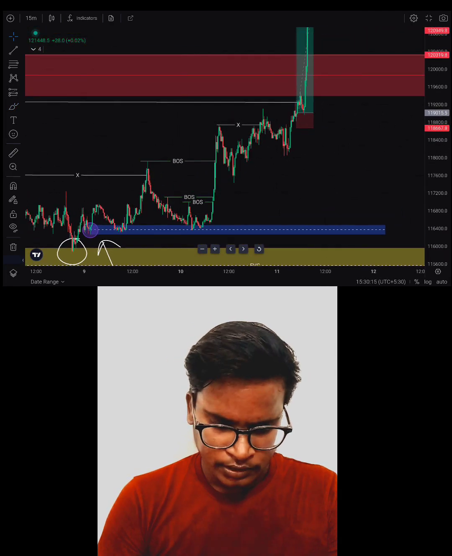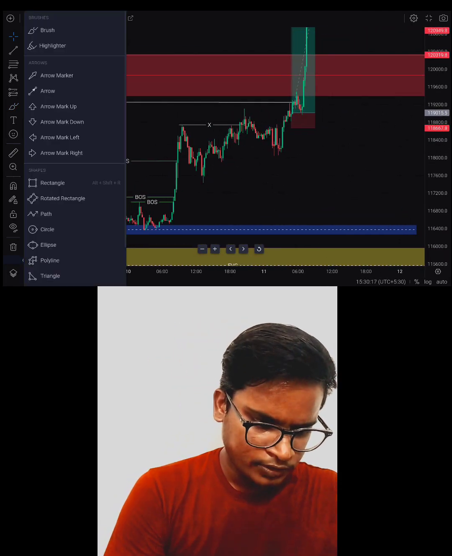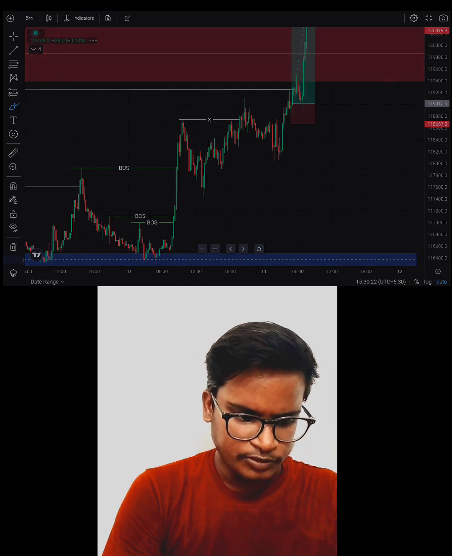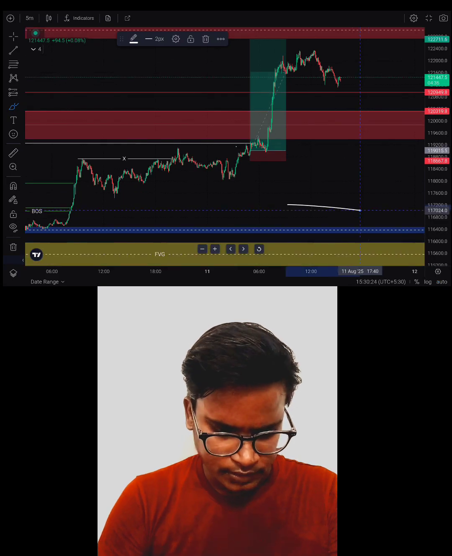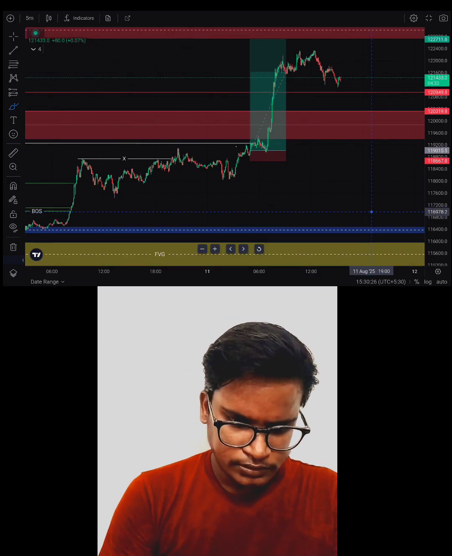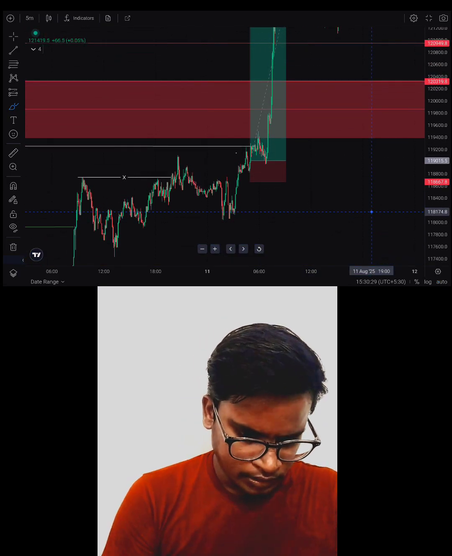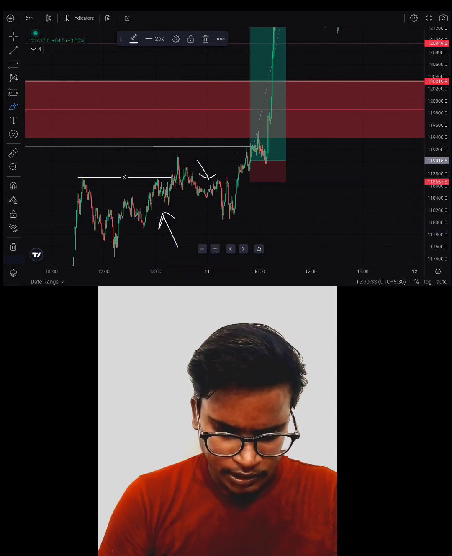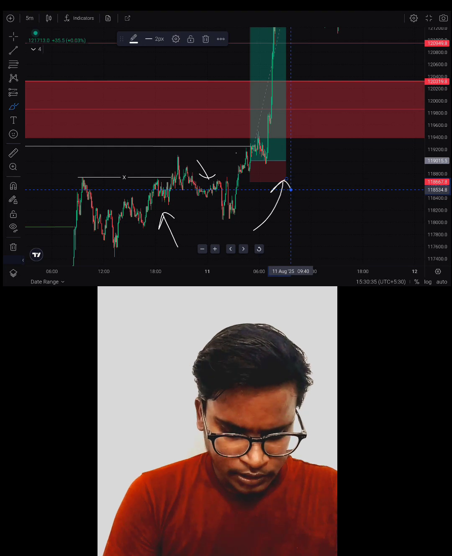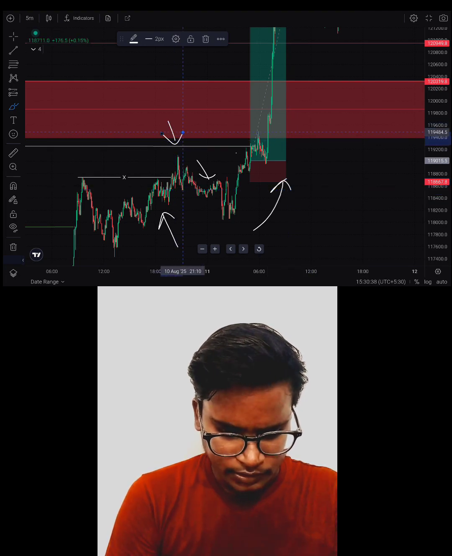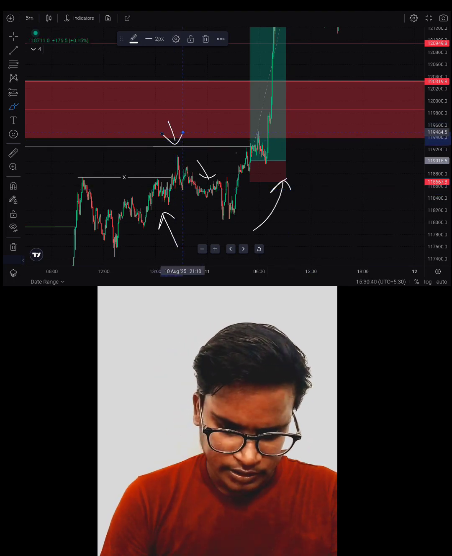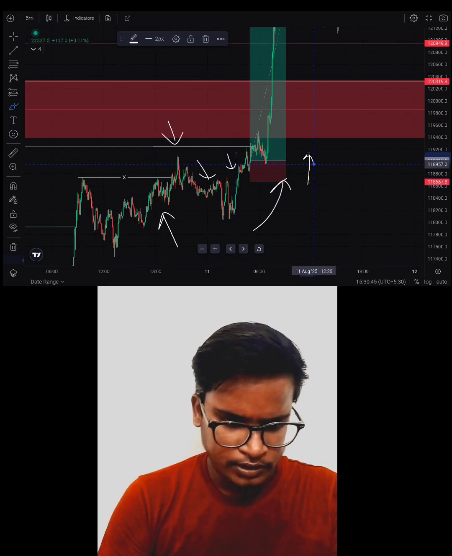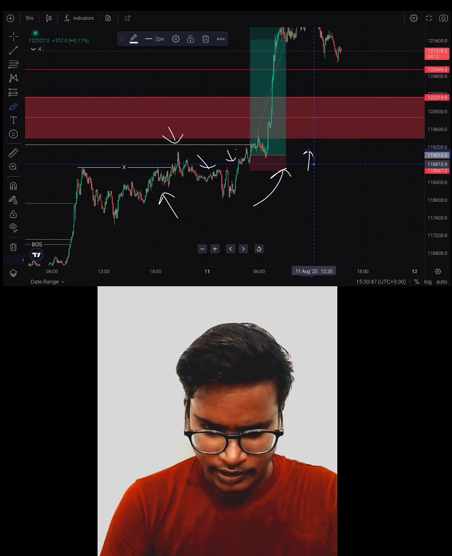Next, moving forward, we can see there was another liquidity sweep. Let's move on to the 5-minute time frame. Here it was another liquidity sweep. The market gave a push down and again went forward. Also in this scenario there was a liquidity sweep. The market pushed down and made a new high, and this was the trade which we have taken.